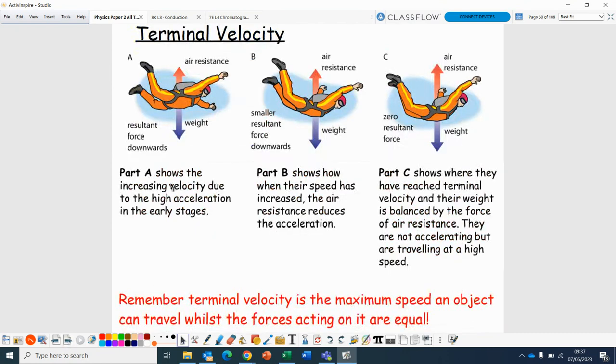Terminal velocity: make sure you are aware that weight, or the force of gravity, never changes. At the beginning, only weight acts, so you accelerate downwards. As your speed increases, air resistance increases until it balances weight. You have then reached terminal velocity. Remember, terminal velocity is the maximum speed an object can travel with equal, balanced forces, a resultant force of 0.